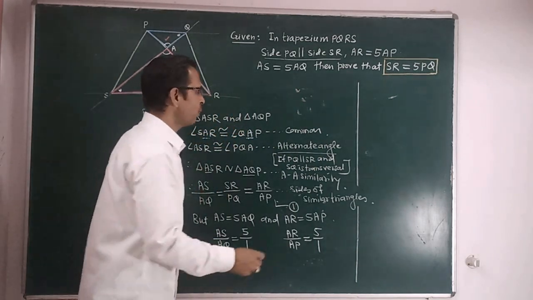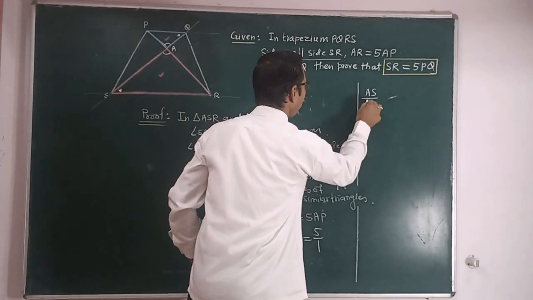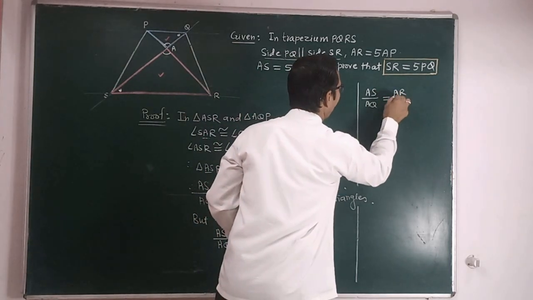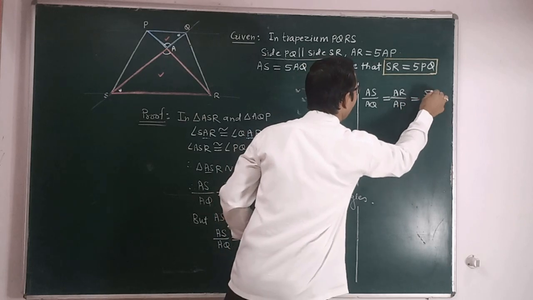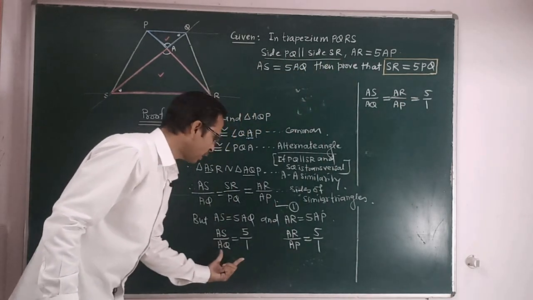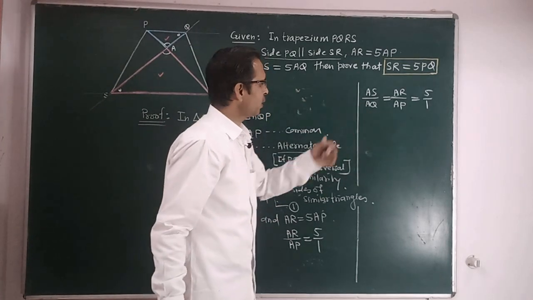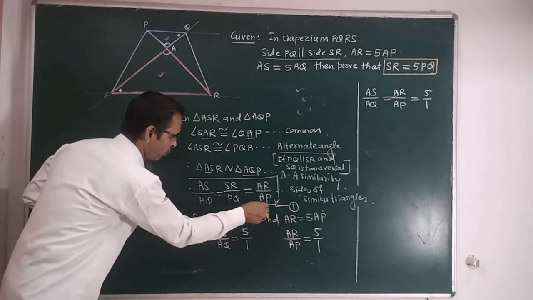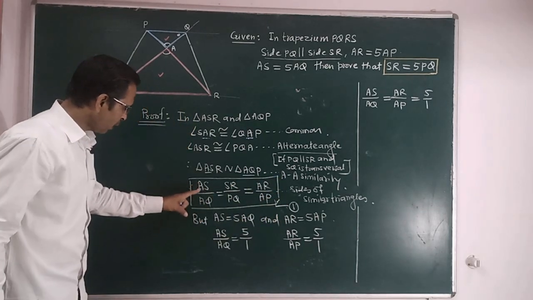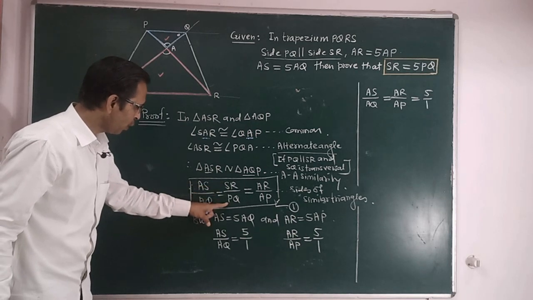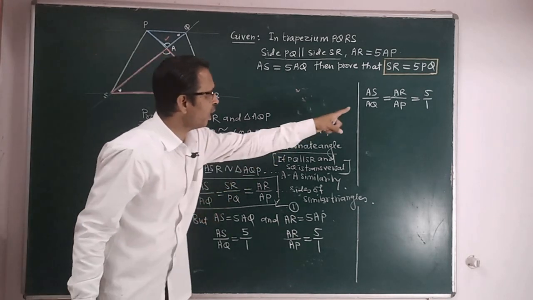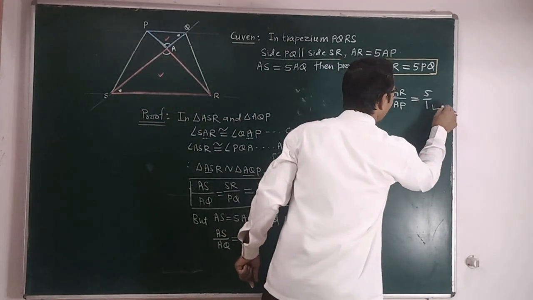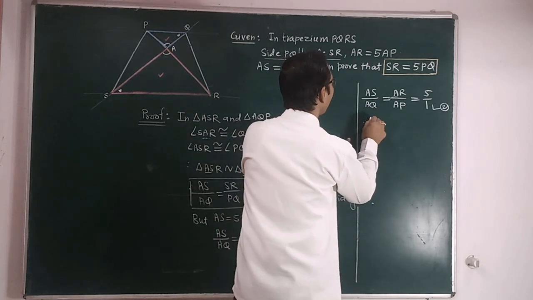Here the two ratios are equal, meaning AS upon AQ is equal to AR upon AP is equal to 5 upon 1. From these two statements we write the third statement. We are given that all these three ratios are equal, meaning AS upon AQ is equal to SR upon PQ. SR upon PQ is also 5 upon 1. Now we write this statement as second.